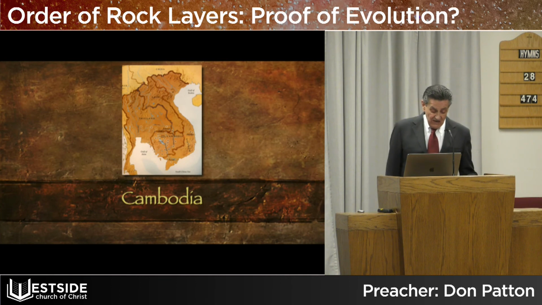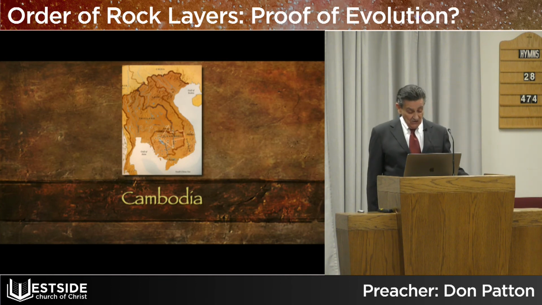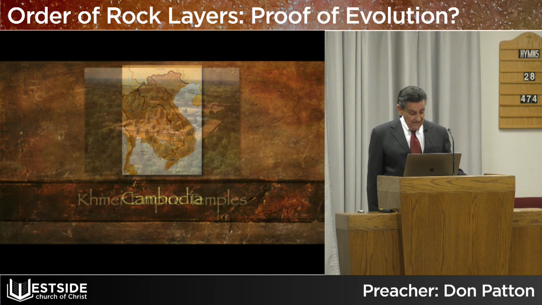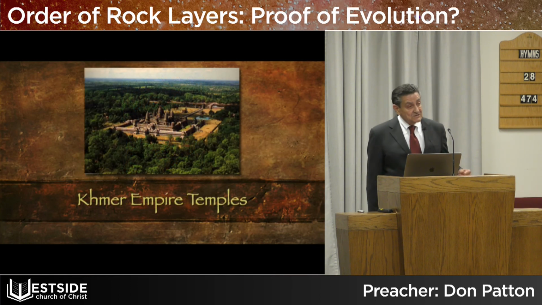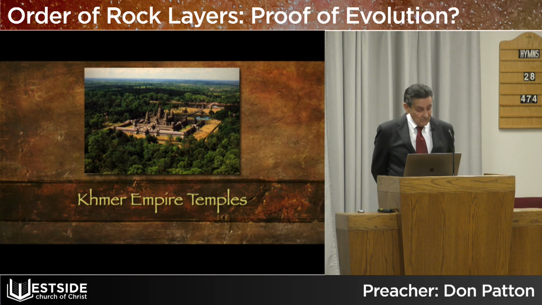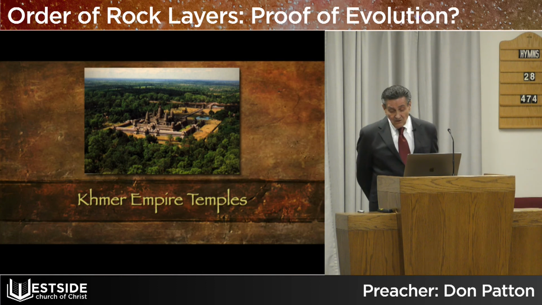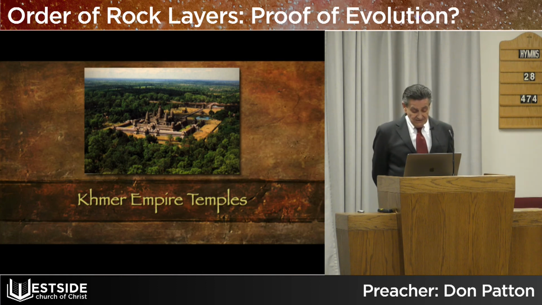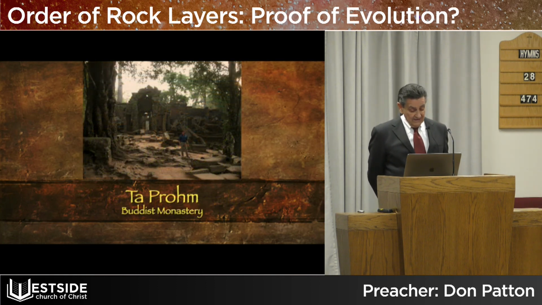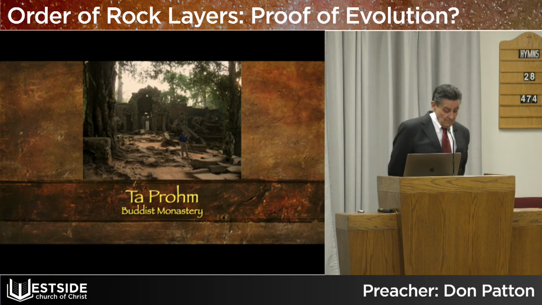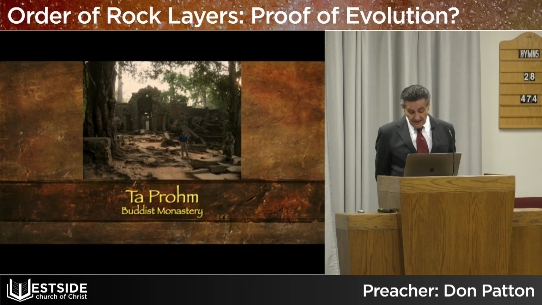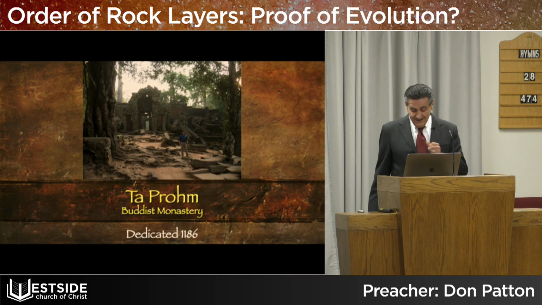Then we traveled to Cambodia, back up in the jungle near Siem Reap, and some of the largest temples ever built. Some of them just really magnificent, but destroyed almost 1,000 years ago. This is the Khmer Empire. And back in the jungle, we find Ta Prohm, a Buddhist monastery that was dedicated in 1186.